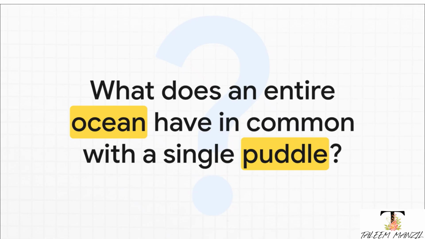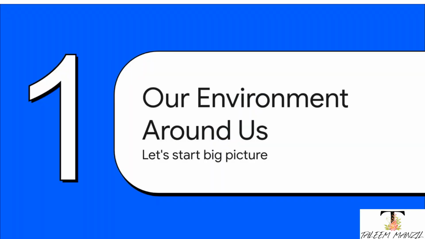I mean, it seems like nothing, right? But the answer reveals the fundamental rules that govern pretty much all life on Earth. It all comes down to one really powerful idea, the ecosystem. But before we can really wrap our heads around an ecosystem, we need to zoom out and start with the big picture. And that begins with the word we all think we know, the environment.